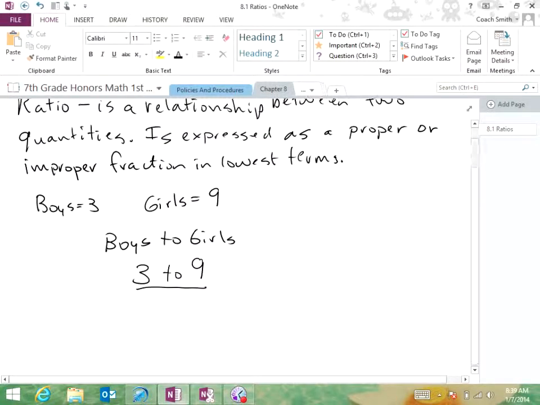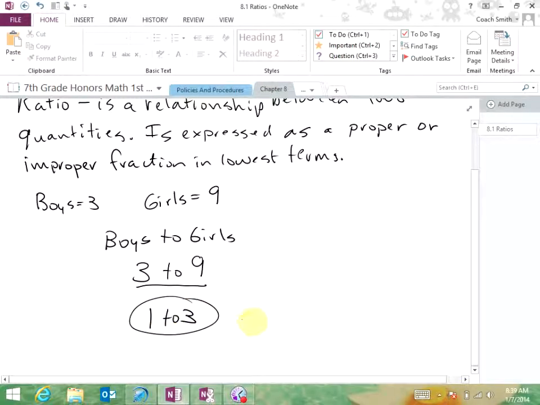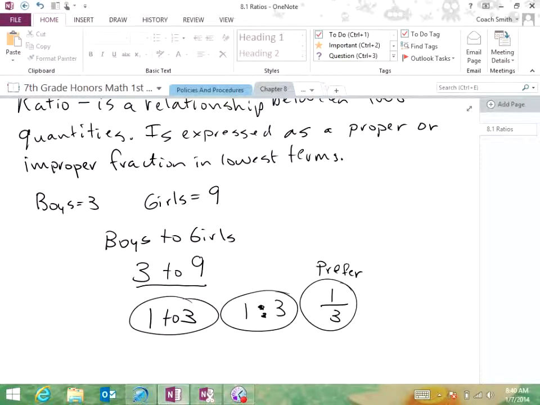Now, when you're expressing a ratio, it's got to be in lowest terms. Okay, so is there a common number with 3 and 9? 3, and so it would be what, Matt? 1 to 3. So your actual answer, one of them would be 1 to 3. You could write it as 1 colon 3, or you could write it as 1 over 3. Okay? I prefer this answer unless the directions tell you to do it otherwise.